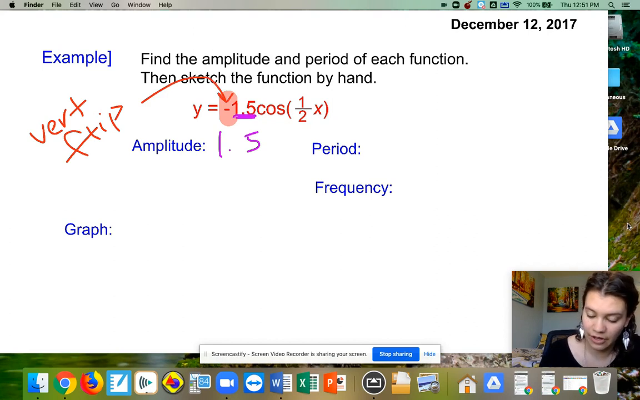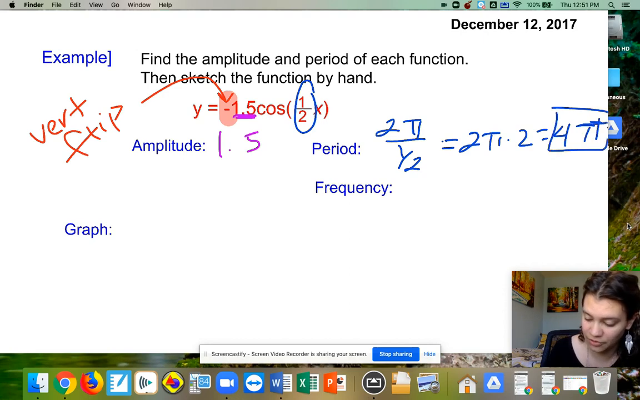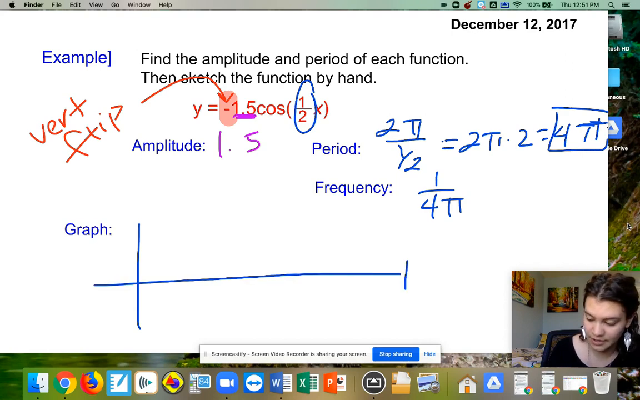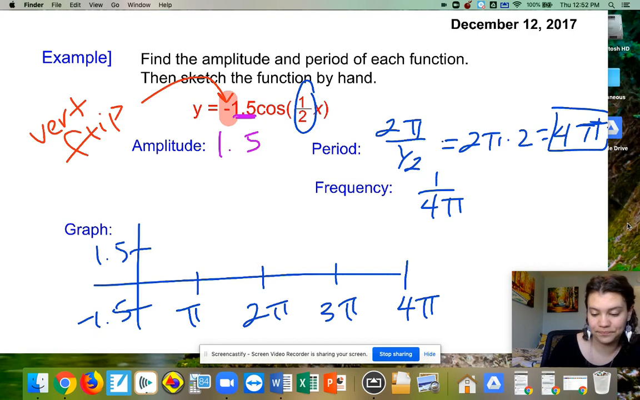And then we can figure out what our period is by looking at this 1/2 right here. So you want 2 pi divided by half, which is the same as 2 pi times 2. So you get 4 pi as your period. And then your frequency is 1 over that. And then to graph this, draw your line, mark 4 pi as your period, cut it in half, and cut it in half again, and mark your amplitudes.